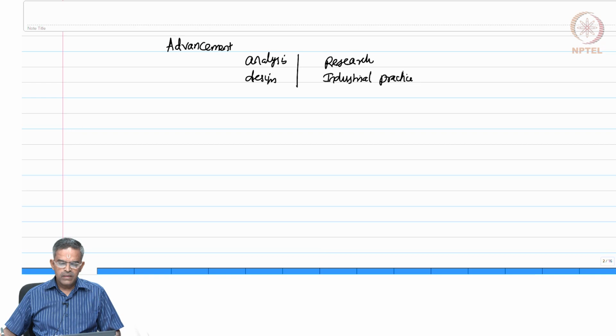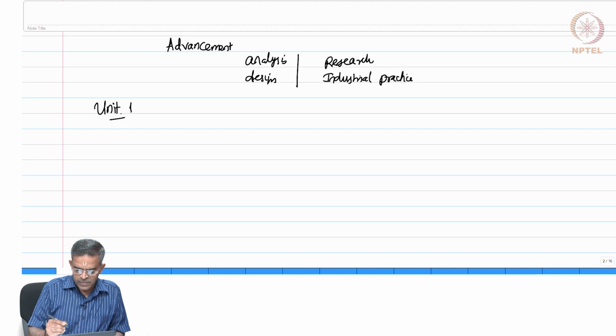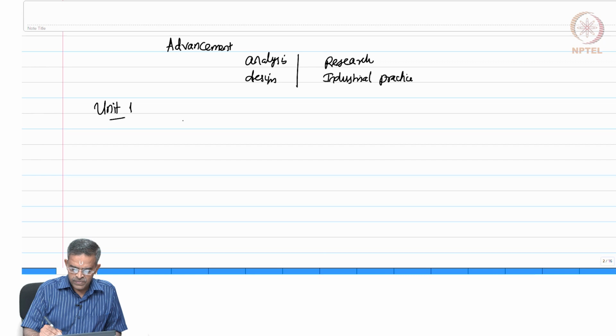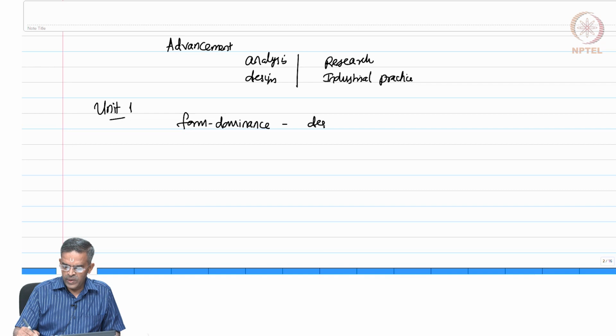Let us quickly look at a glimpse of the course contents, what we will be discussing under the title of this course. In Unit 1, we will briefly discuss the form dominance and how it is influencing the design practices.